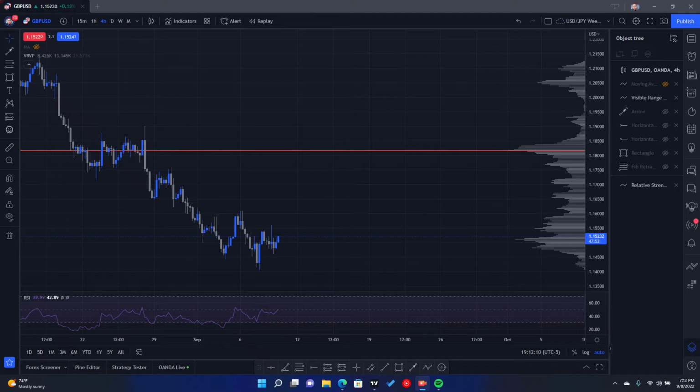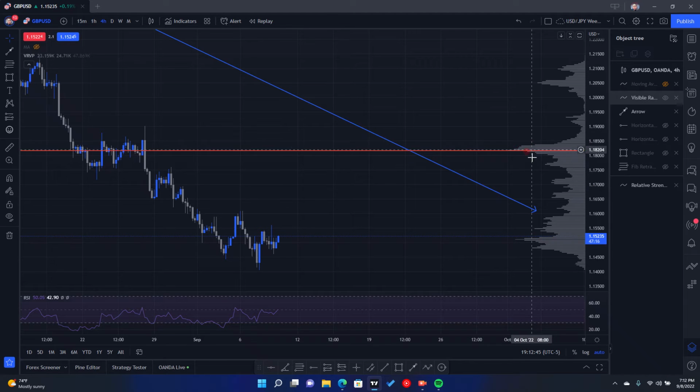I'm just trying to find another setup in the GBP USD. Right now I'm on the 4-hour chart, looking at the volume profile, the RSI level, and the overall trend. Immediately, I've already kind of pre-planned this. The market's still in a strong downtrend. I tried to take a long position earlier, which did execute, but looking at the overall strength of the trend, it's still down.